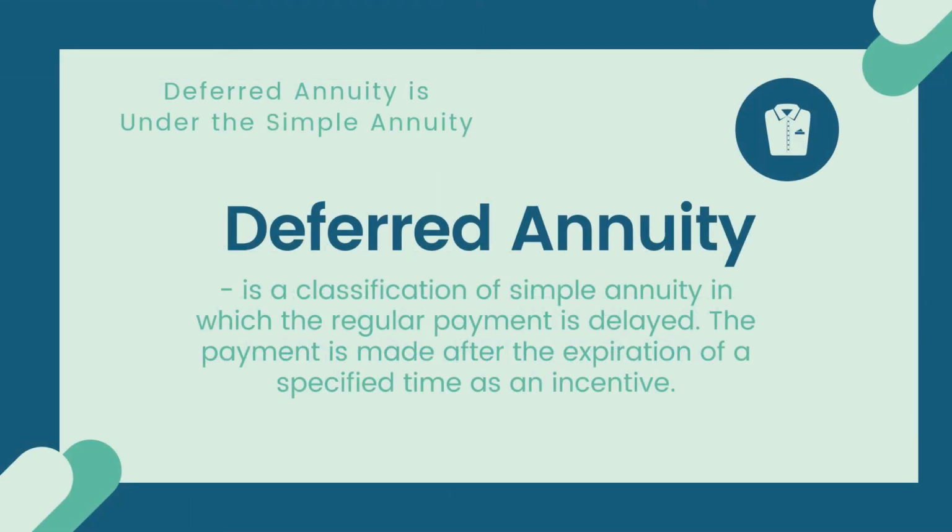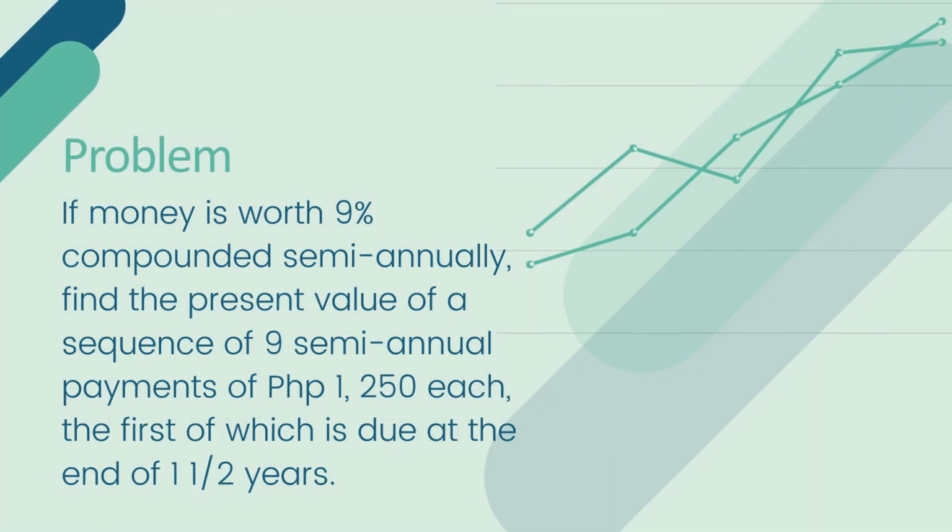So first, we must note that deferred annuity is under the simple annuity. Deferred annuity is a classification of simple annuity in which the regular payment is delayed. The payment is made after the expiration of a specified time as an incentive. So let us try an example problem here.